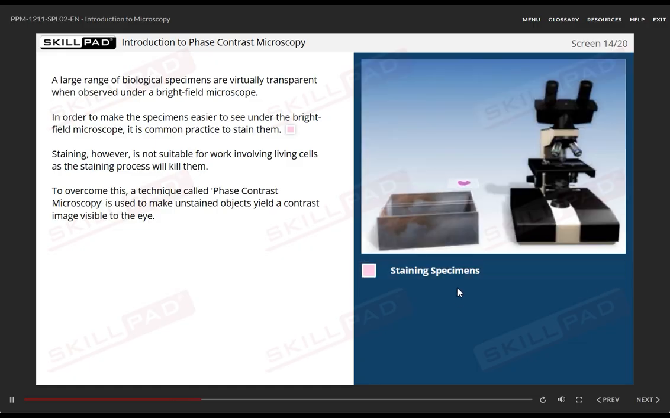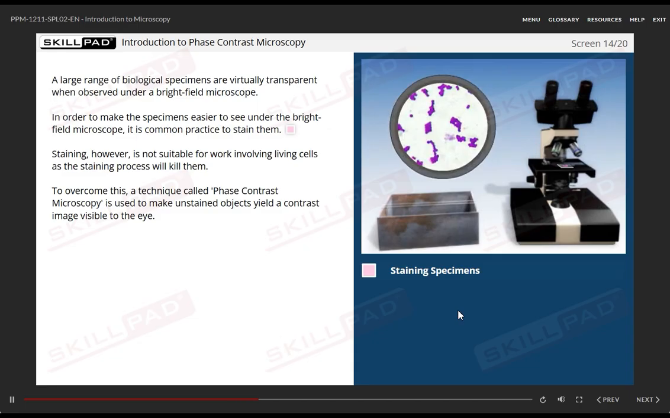In order to make the specimens easier to see under the bright field microscope, it is common practice to stain them. Staining, however, is not suitable for work involving living cells, as the staining process will kill them. To overcome this, a technique called phase contrast microscopy is used to make unstained objects yield a contrast image visible to the eye.